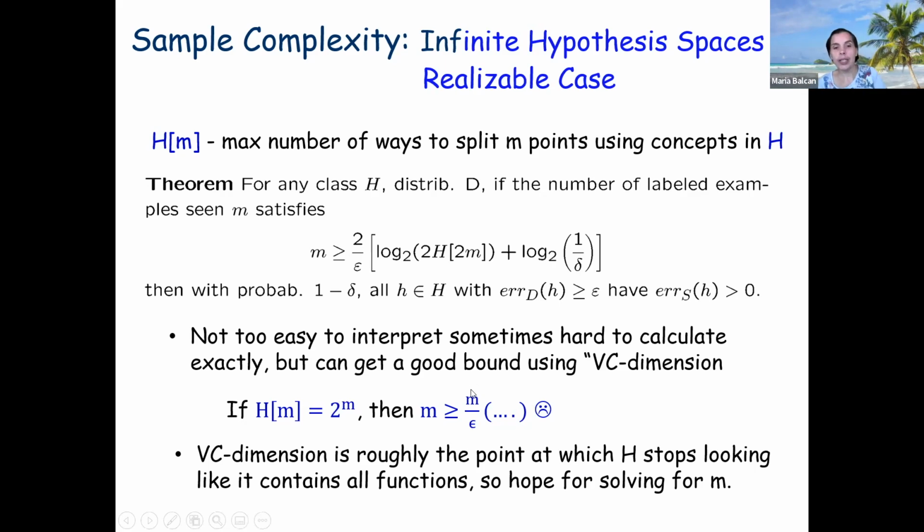Now, it turns out that, intuitively speaking, the VC dimension of a concept space H is roughly the point at which H stops looking like it contains all the functions. So then H of m is not really exponential, it's only polynomial. And so there is hope to solve this inequality and get a meaningful bound. Okay, this is the intuition at a high level.